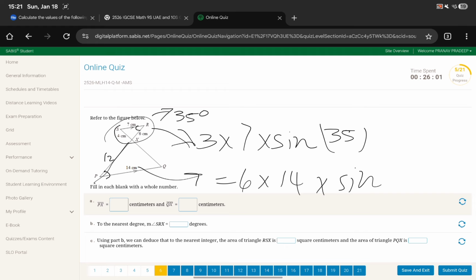Yeah, so basically just use sine 35 again because the angles are equal. So now you get 12 here. I'll just do it quickly. 7 times sine 35, you get 12.04. Again, it's rounded. And if you do it for here, you get some number close to 48. 6 times 14 times sine 35, you'll get 48.1.